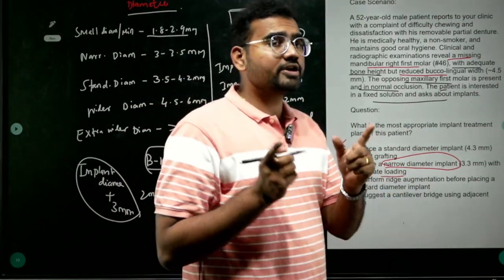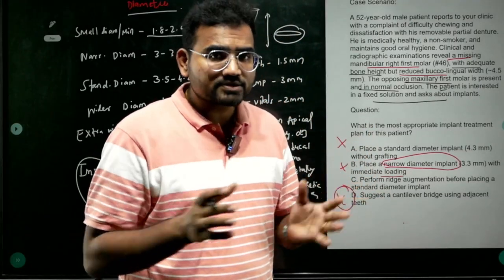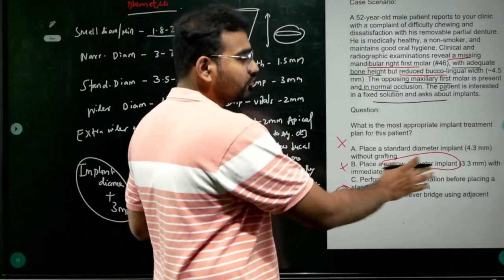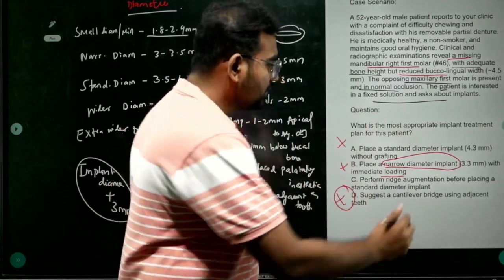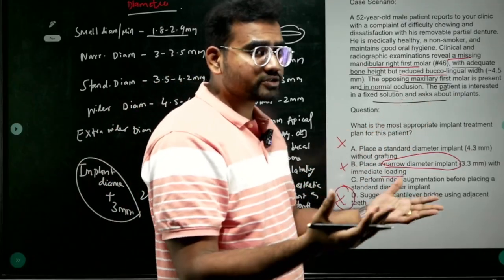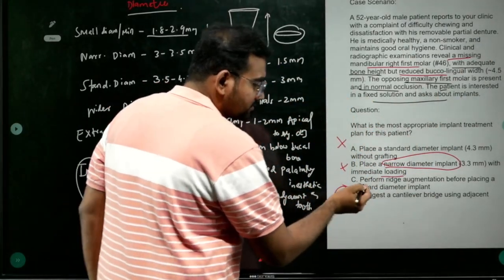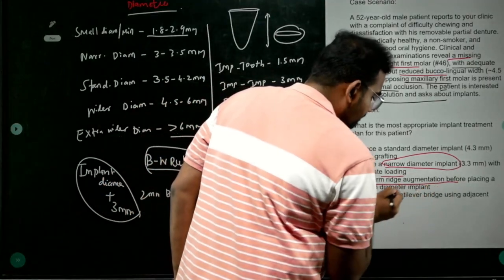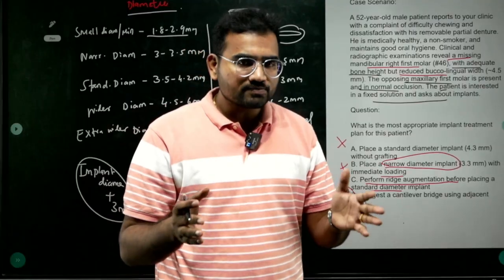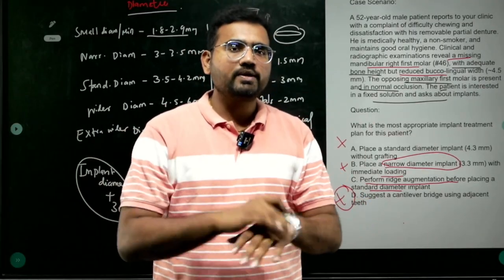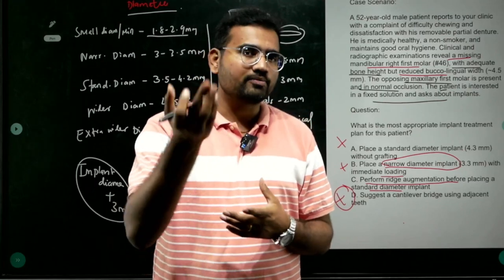Okay, immediate loading depends upon a lot of things. It depends upon primary stability, the bone density, and few other factors. So I'm not going to talk about that. So I'm going to rule out option B because I'm not going to place a narrow diameter implant in molar region. Okay, so standard diameter implant, yes, of course I can place, but not without grafting because there's going to be insufficient buccolingual width. Then comes the ridge augmentation before placing the standard diameter implant. Yes, so I'm going to augment the ridge buccolingually, and then I have to wait for, say for example, 4 to 6 months or probably 1 year, and then I'm going to place an implant.